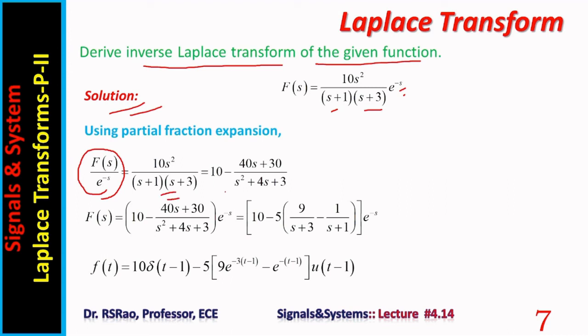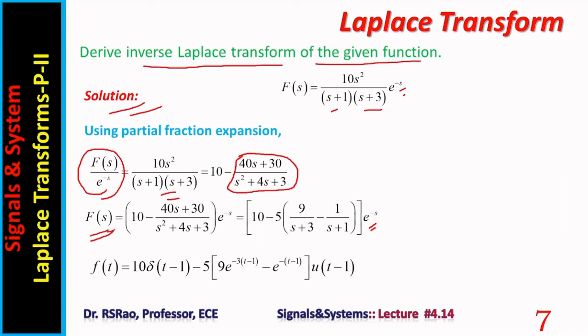It can be written as 10 minus (40s + 30) by (s² + 4s + 3). This (40s + 30) by (s² + 4s + 3) can be expanded into partial fractions: 9 by (s + 3) minus 1 by (s + 1). Therefore, F(s) becomes equal to 10 minus 5 times (9 by (s + 3) minus 1 by (s + 1)), multiplied by e^(-s).